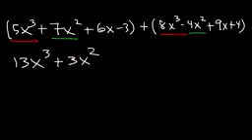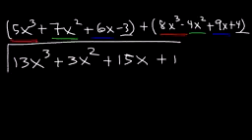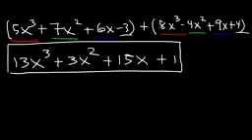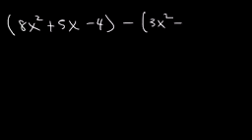So we're going to have 3x squared. And then we have 6x plus 9x, which is 15x. And then negative 3 plus 4, which is the same as 4 minus 3. That's positive 1. So now you know how to add polynomial expressions. Now what about subtracting polynomial expressions? Let's say we have 8x squared plus 5x minus 4 minus 3x squared minus 7x minus 9. So what do you think we should do?